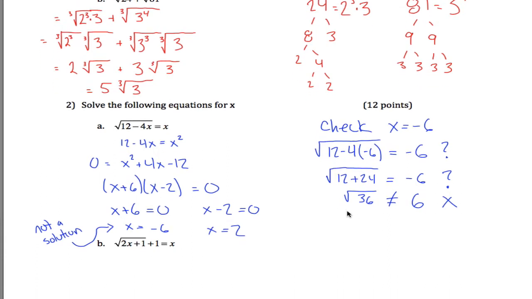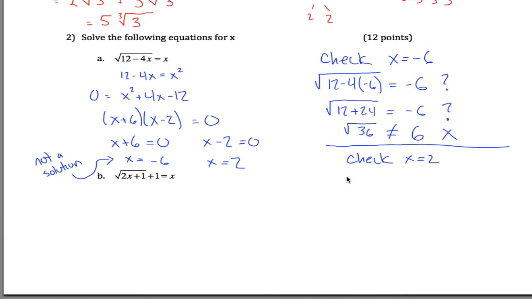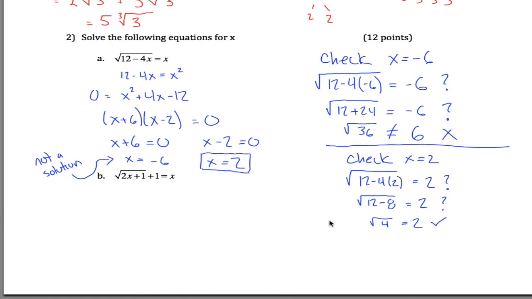What about x equals 2? Let's check it. Well, I would have the square root of 12 minus 4 times 2. And my question is, does that equal 2? Well, this would be the square root of 12 minus 8. 12 minus 8 is 4. Square root of 4 equals 2. Yep, sure does. So this is a solution. So my answer is x equals 2.